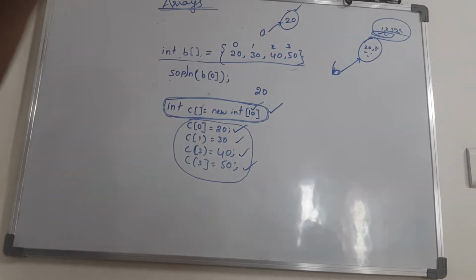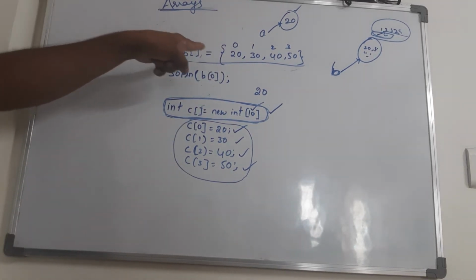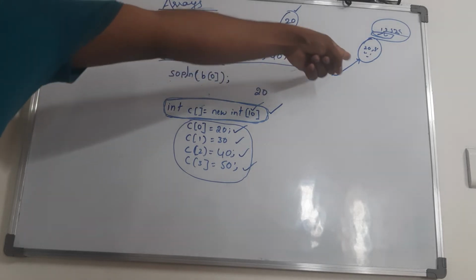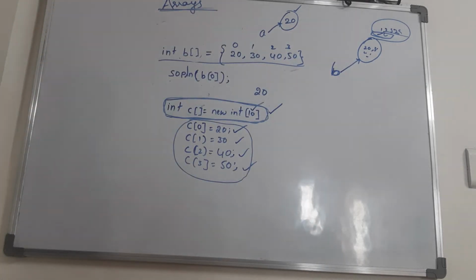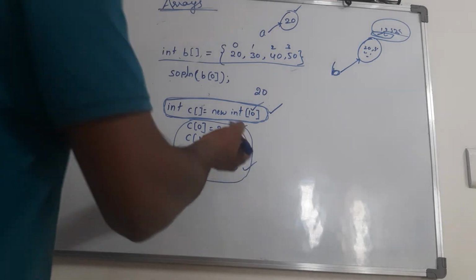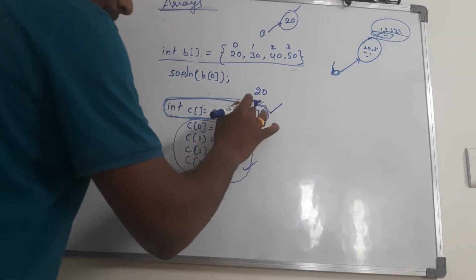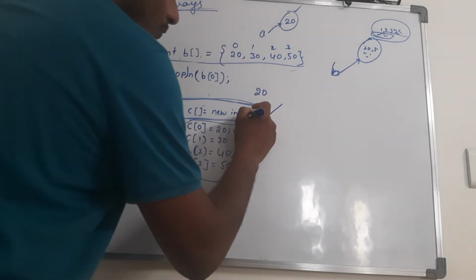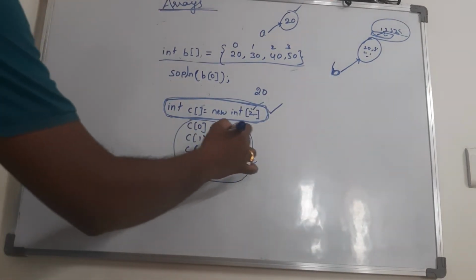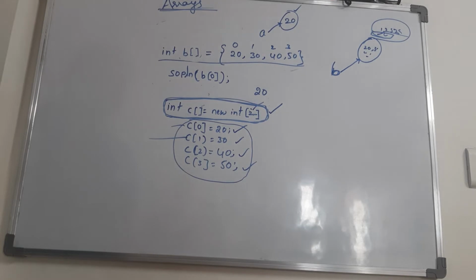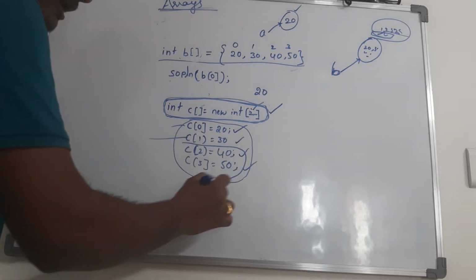Int b brackets equal to, as many values as you want you can give. But if we are declaring like that and if I give only 2 values, then it will take 0 and 1. The remaining values will not be inserted.